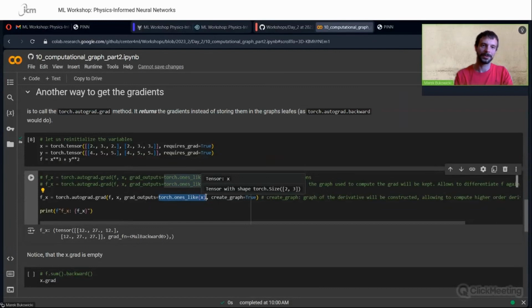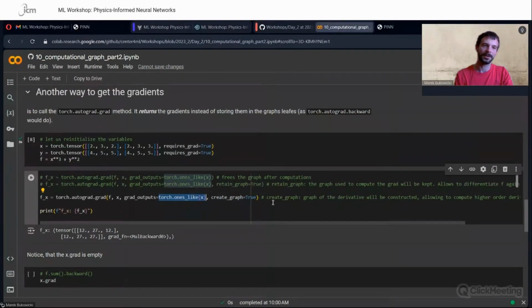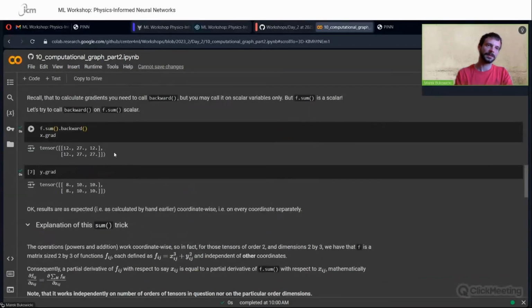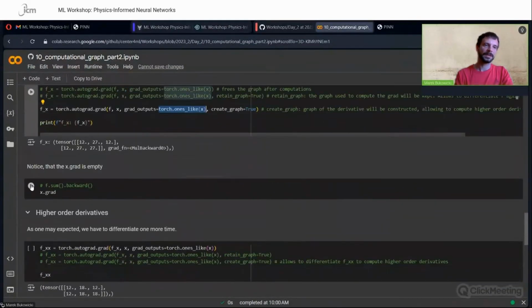I was looking for this, just torch ones like the value we are taking the derivative of. And we also have this create graph true, which I will tell about in a second. And this f of x is a tensor with derivatives which are the same as the derivative x grad. These are the same values. And unlike before, the grad is empty. We don't have this.